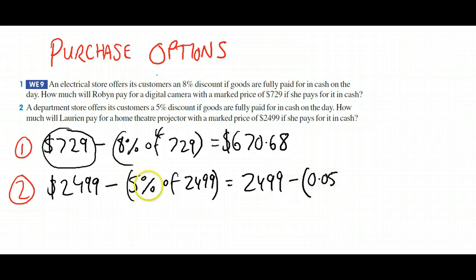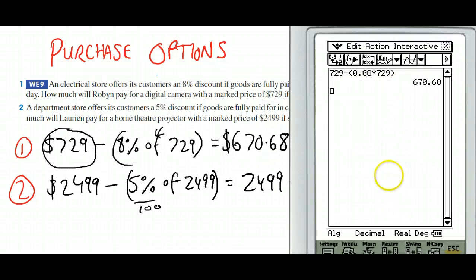You can turn a percentage into a decimal just by dividing it by 100. 5 divided by 100 gives 0.05, 8 divided by 100 gives 0.08. That's how you turn a percentage into a decimal. So 2499 minus 0.05 times 2499. So we're finding 5% of the marked price.